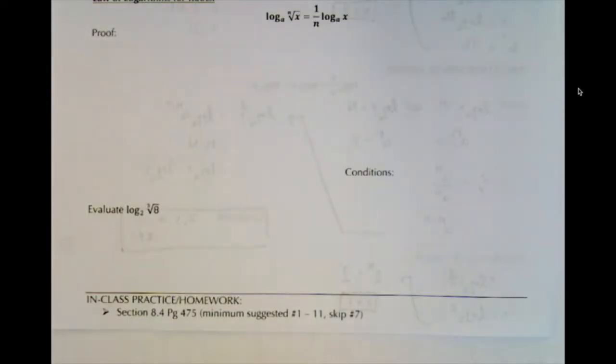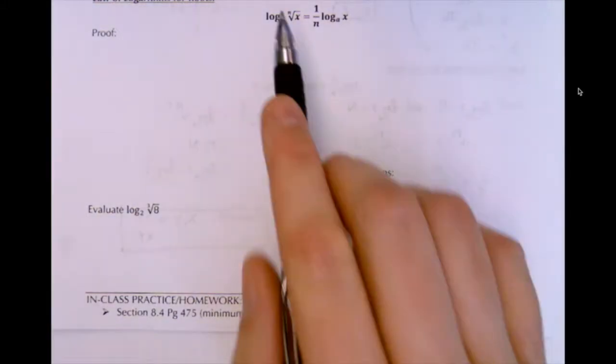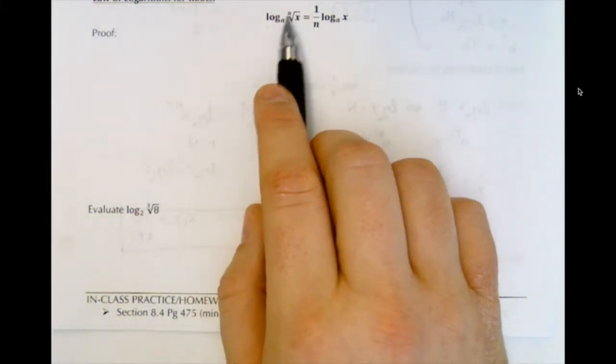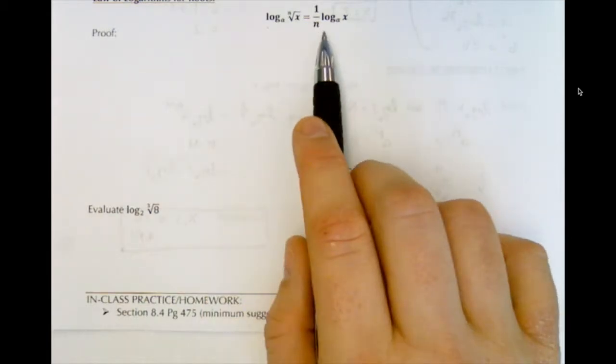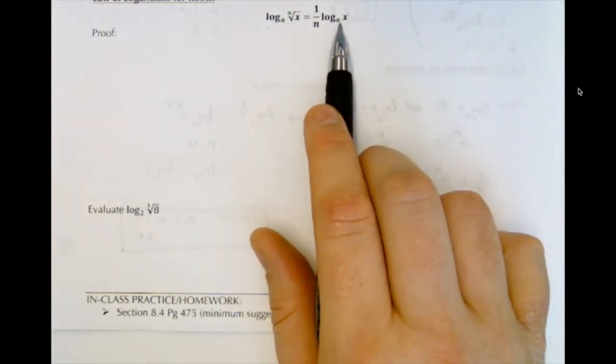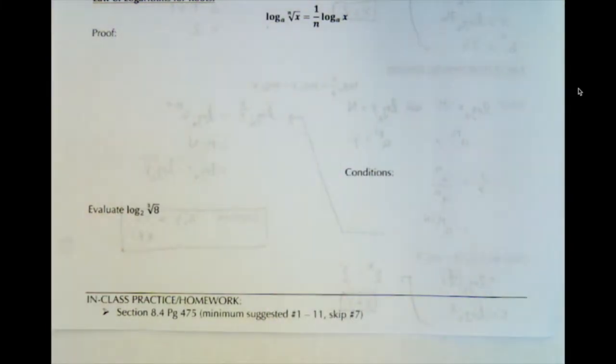The last law here is the law of logarithms for roots, which is basically just the same as the law of logarithms for powers. And it states that if you have a log of x to the nth root, base a, you can rewrite that as 1 over n, so whatever root we have, times the log of x base a. And you might already see why, you might not, but let's do an example first to illustrate.